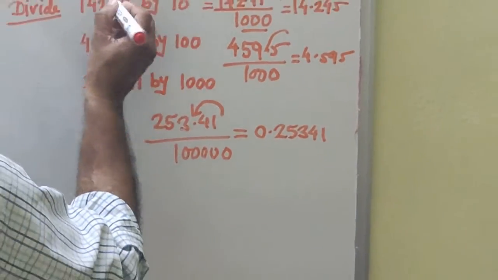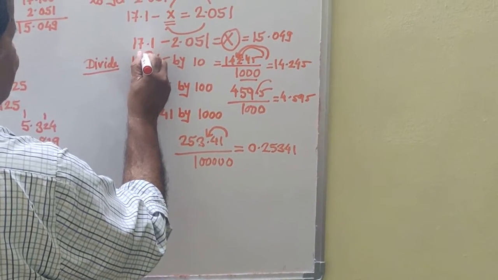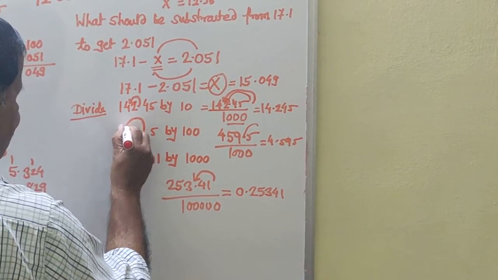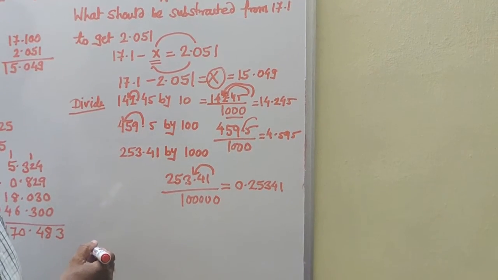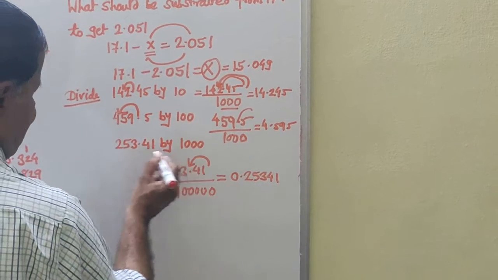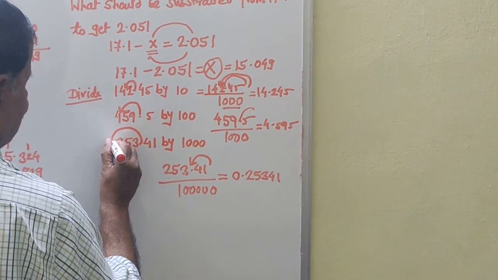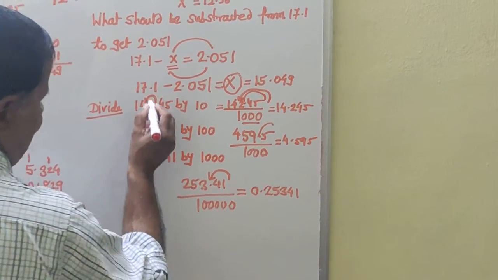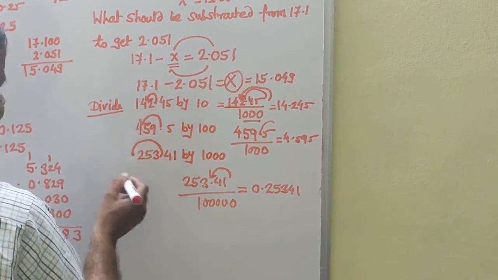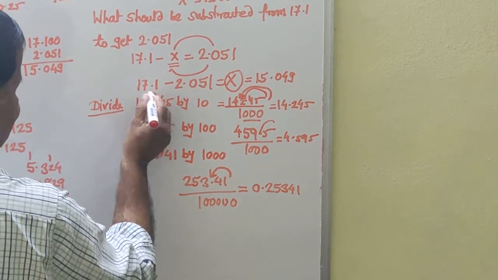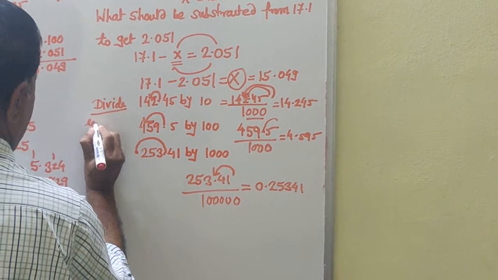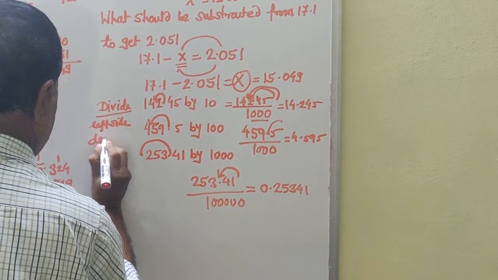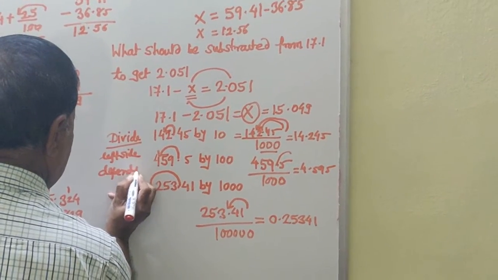Means you can do this directly. If 10 is there, means you have to transfer the decimal after 1 place. If 100 is there, you have to transfer the decimal to the left side by 2 places. 1000 is there, you have to shift 3 places. Okay, you will get the direct answer, but this is the procedure for you. In higher classes you can do by this method. When we divide, the decimal is shifted towards which side? The left side.